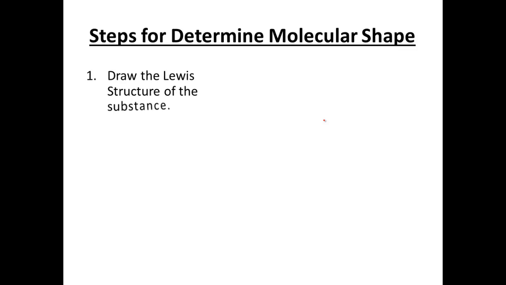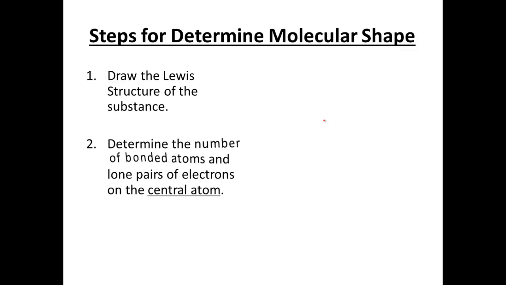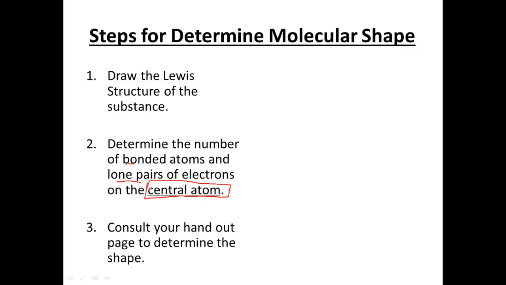So our steps for determining the molecular shape: draw the Lewis structure of the substance, then determine the number of bonded atoms and lone pairs of electrons on the central atom. The central atom is the one we focus on, and whatever is connected to it. Then we're going to consult your handout to determine the shape. You'll be getting a handout that looks at those different shapes.